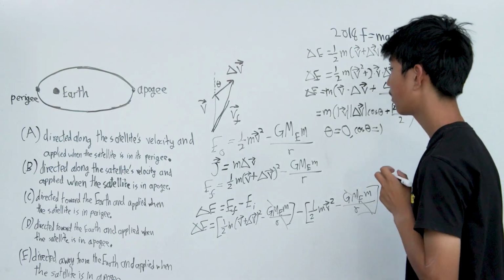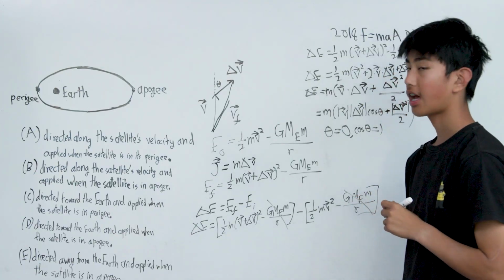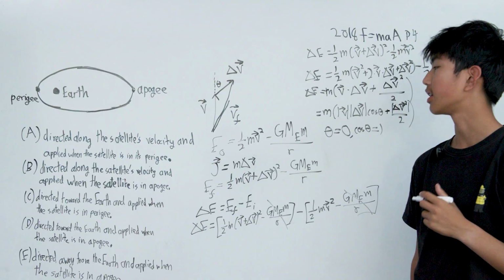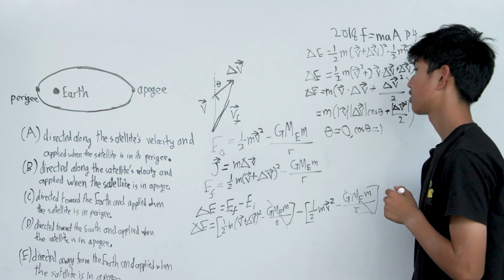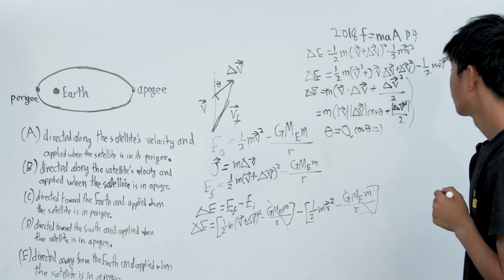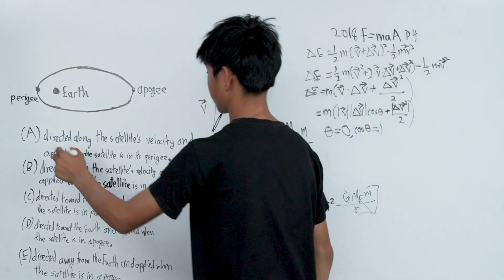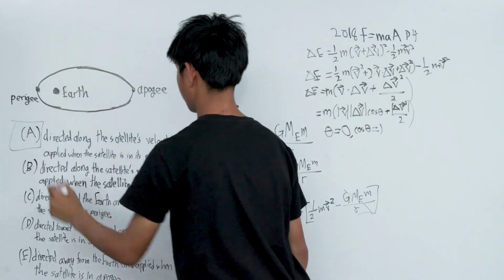So we know that it has to be directed along the satellite's velocity, and it's also applied where it's closest to the Earth. So here we have answer choice A as our answer for this problem.